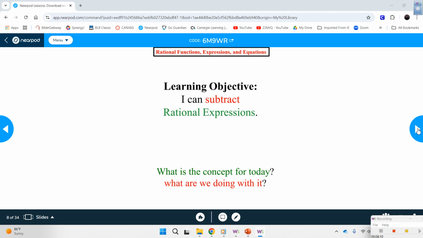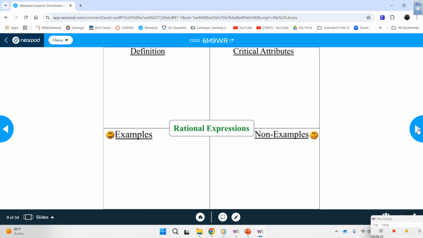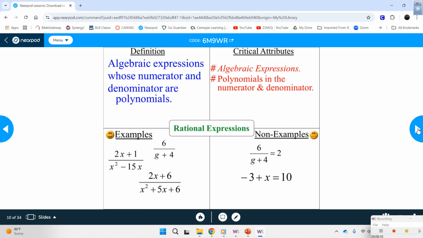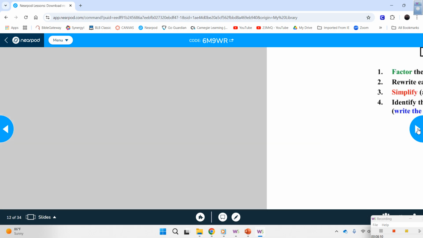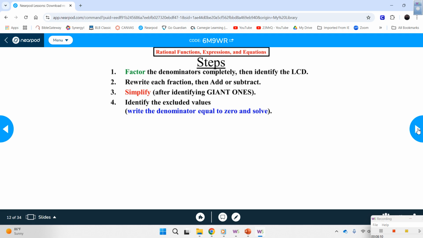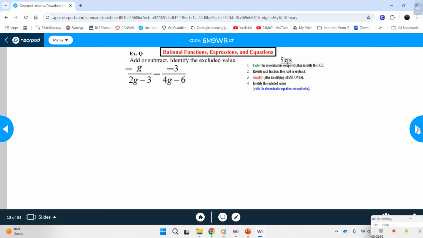All right, so far so good. Let's move on. You have that in your notes. We moved on to the definition, and then from there, I gave you guys steps. Notice the steps are still the same. We're still following the same steps. So we're moving on straight to practice. Copy this one. Example Q. It reads, negative g over 2g minus 3 minus negative 3 over 4g minus 6. Copy that?